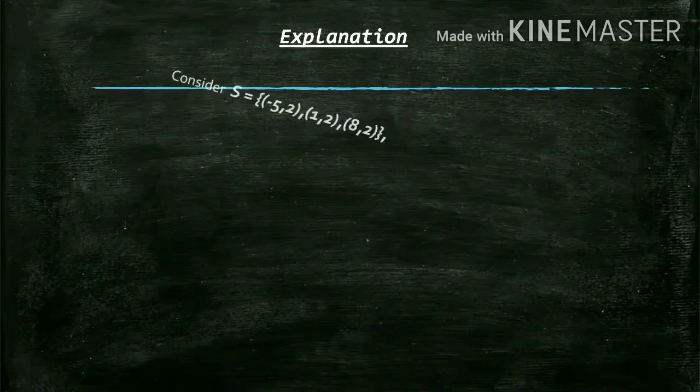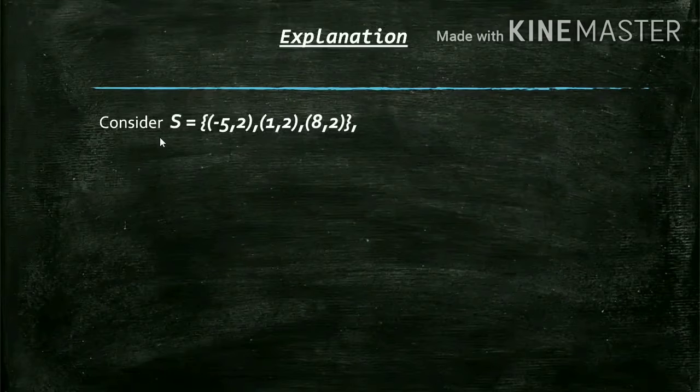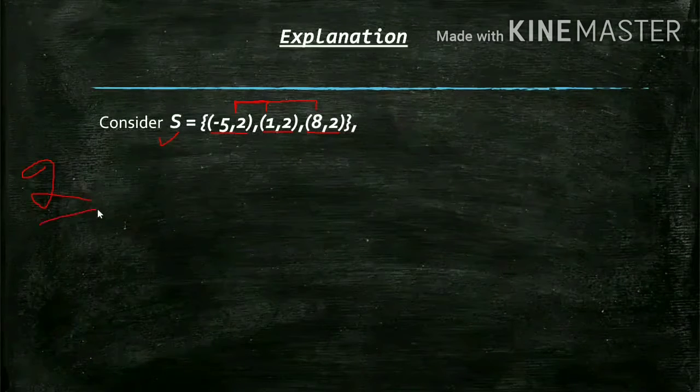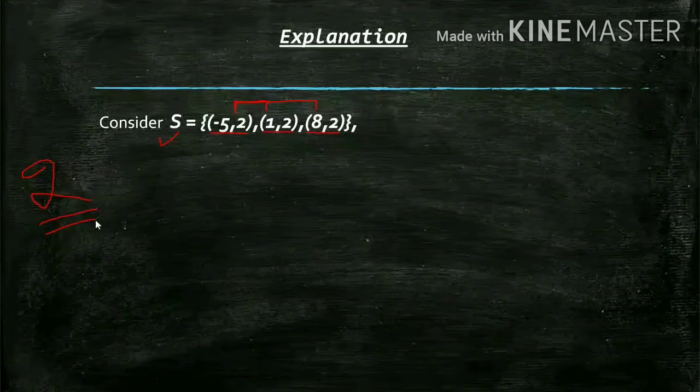Okay, so the second one was this set S which contains these three pairs: (-5, 2), (1, 2) and (8, 2). So let's verify. There are two methods to do this question. One was the earlier one that I just gave you: compare any two pairs and then see. Another method, which is the easier one, I am now telling you. So just look at this.